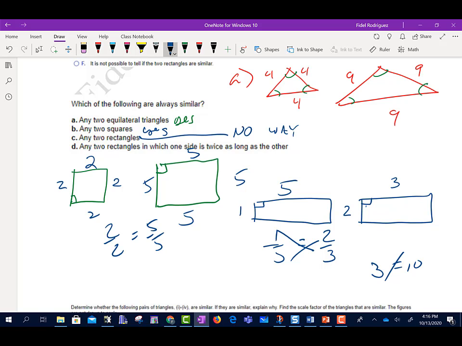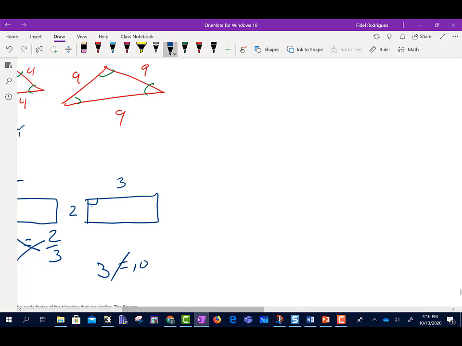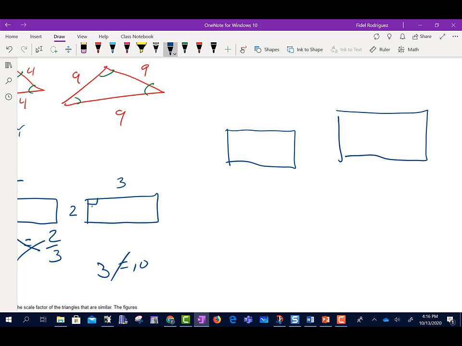And then part D says, what about 2 rectangles in which one side is twice as long as the other? Okay, so let's move that over a little bit here, and let's draw a rectangle where one side is twice as large as the other. So suppose I say that's 1 and that's 2, whether this is feet or inches or whatever, right? And I say this one is 3 inches and this one is 6 inches, right?